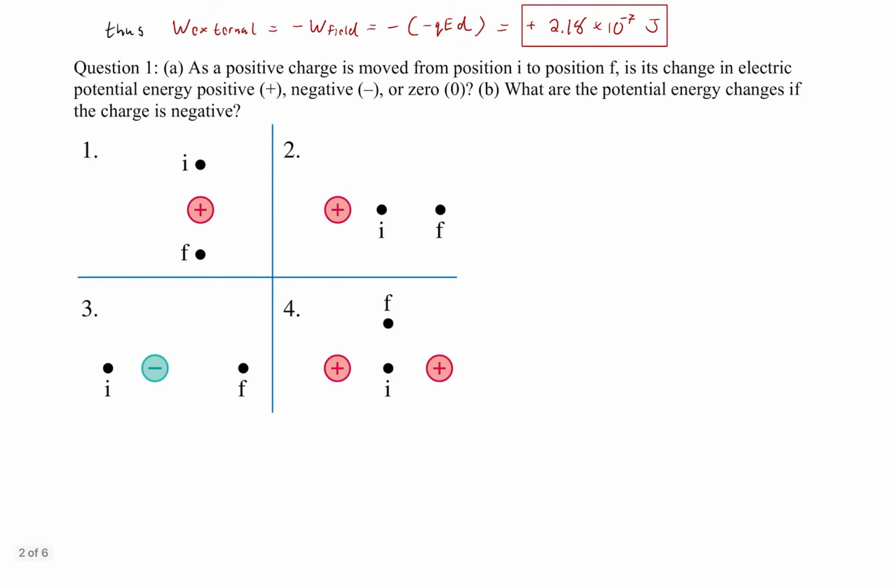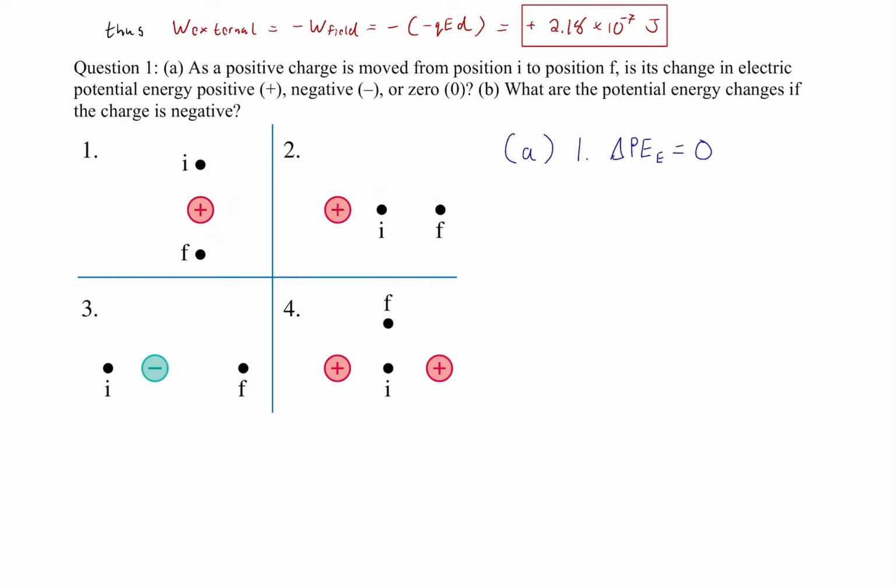So part A of our concept question. As a positive charge is moved from position I to position F, so initial to final, is its change in electric potential energy positive, negative, or 0? And then what happens if it's a negative charge? So the idea here is initially I'm moving a positive from here to here, and then here, I'm going to be moving a positive from here to here. You get the idea. Okay, so let's run through the cases.